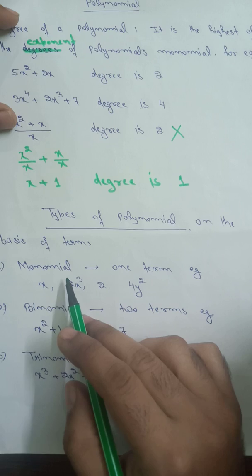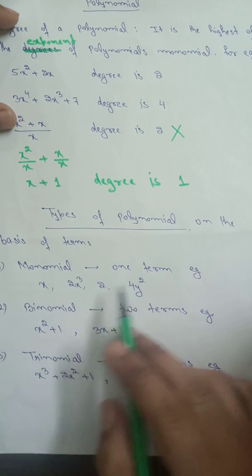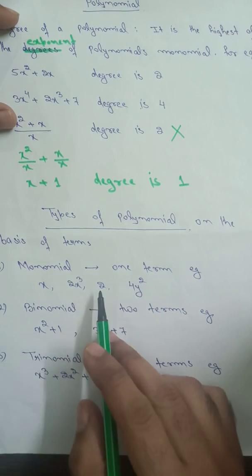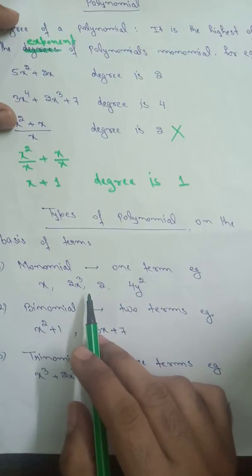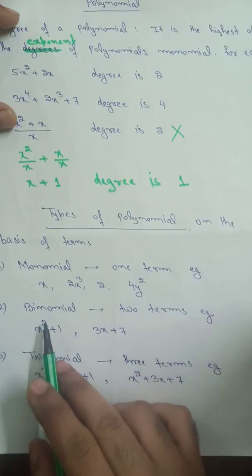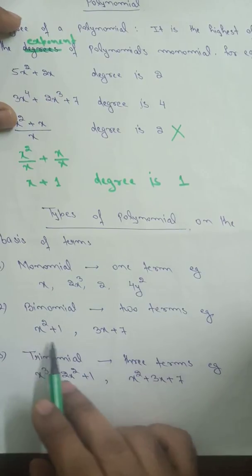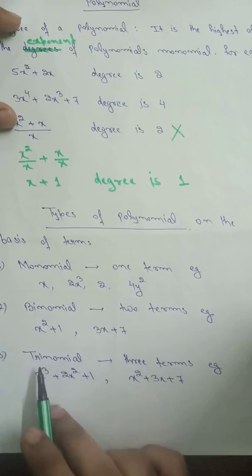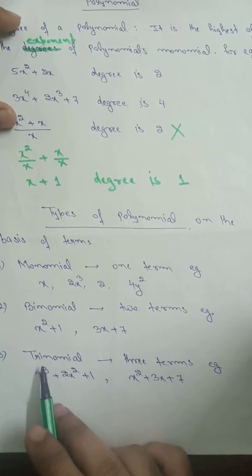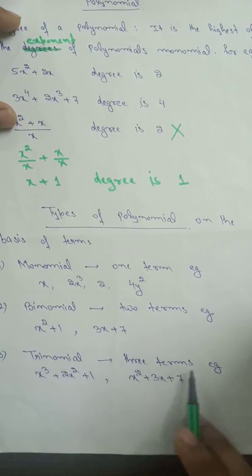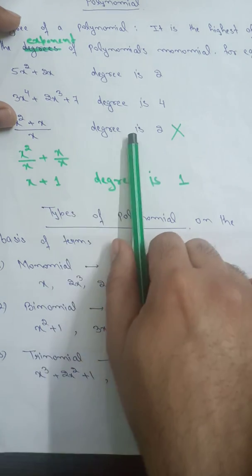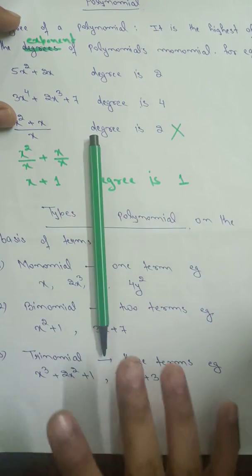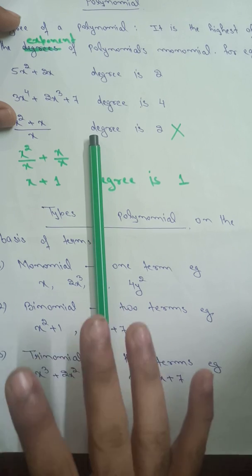We know that a monomial has only one term. For example, x, 2x cube, 2, 4y square. You can see in all these polynomials we have only one term, so we call them monomials. Binomial is for two terms, here we have two terms. Trinomial, by the name we can understand, tri, that is three terms. So in the examples we have 3 terms. This way we can capture our video for practical subjects.